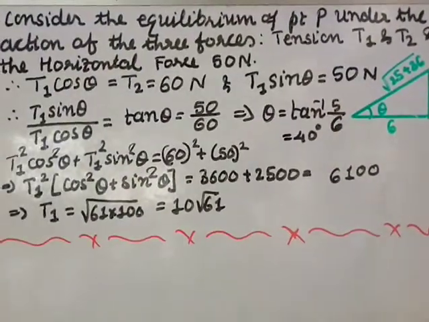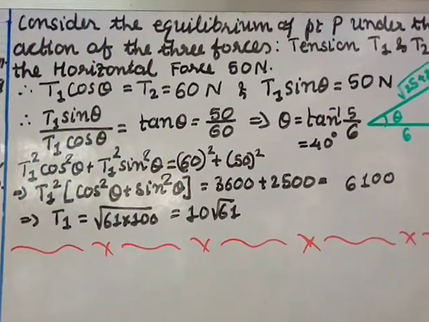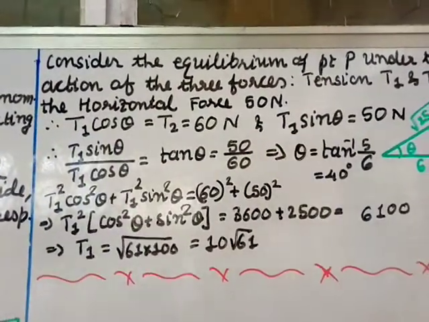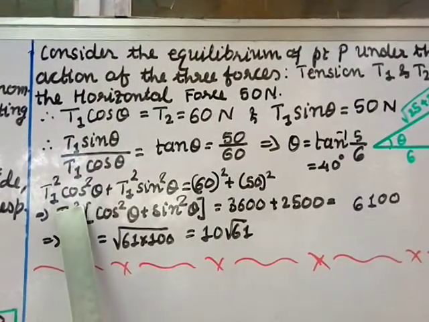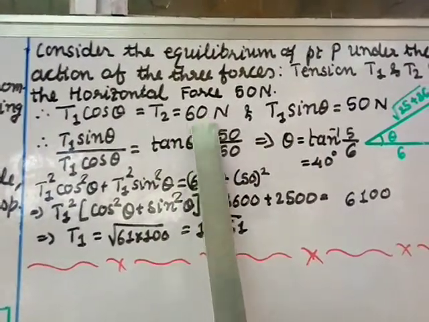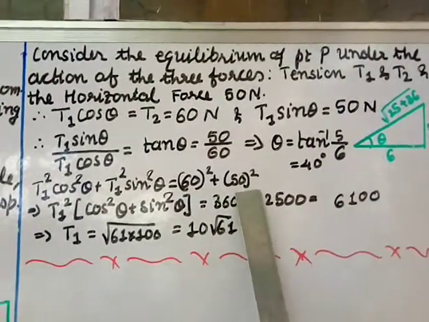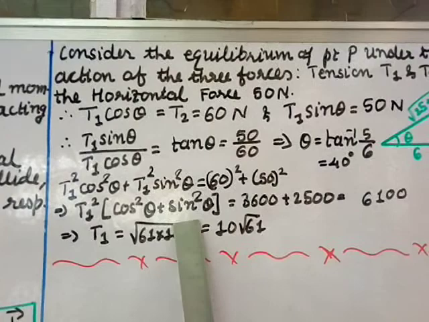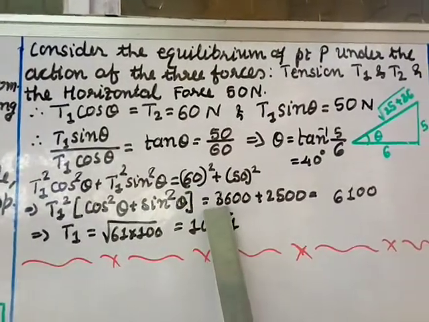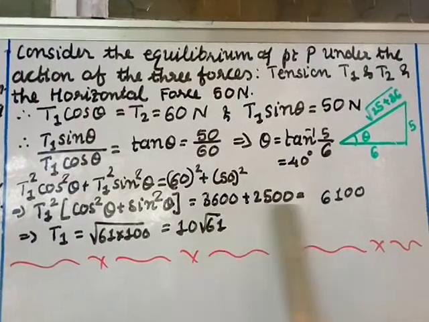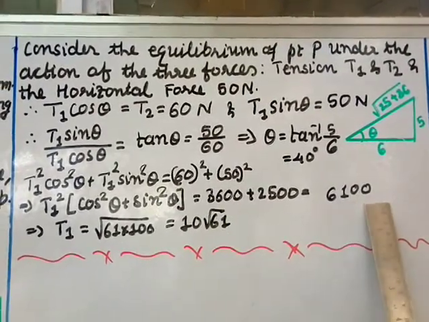Now let us find the tension T1. T2 we already found. So T1, how shall we find? Square this and add. So T1 square cos square theta plus T1 square sin square theta equal to, this side also you have to square, 60 square plus 50 square. Take common T1 square, so here remains cos square theta plus sin square theta. 60 square is 3600 plus 50 square is 2500. Add up together you get 6100.